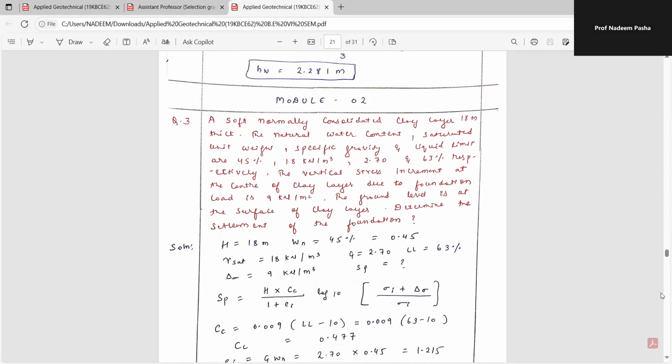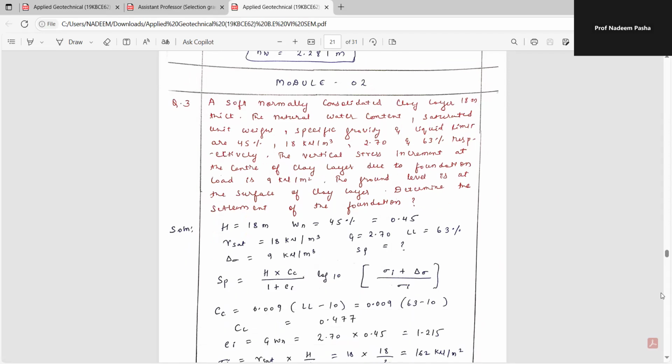So what you have to do is determine the settlement of the foundation. H is equal to 18 meter, Wn is equal to 45% or 0.45. Gamma saturated is equal to 18 kilonewton per meter cube. G is equal to 2.7, whereas liquid limit is 63%. Next, delta sigma is equal to 9 kilonewton per meter square. SP is equal to how much?